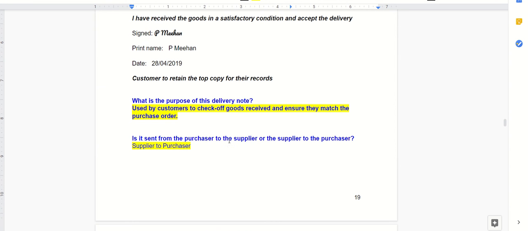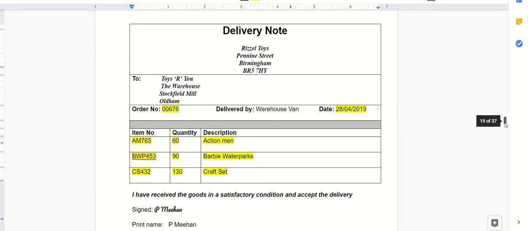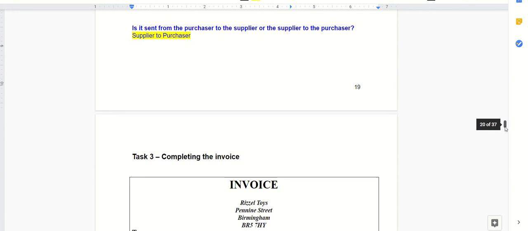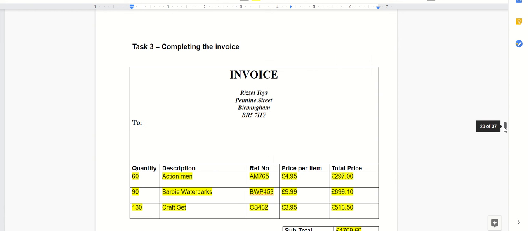Is it sent from the purchaser to the supplier or the supplier to the purchaser? It's sent from the supplier to the purchaser. A delivery note comes with the delivery, so it's come from the supplier, not from the purchaser, sorry. So that's pretty straightforward. We then get a question about invoicing, task 3.